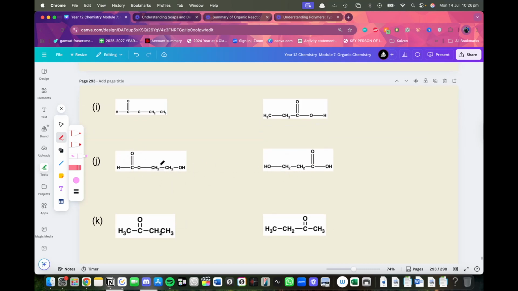So these are functional group isomers. So this is the ester with the hydroxyl side at the end. Let me just check the oxygens. 1, 2, 3. Yeah, and this is a carboxylic acid with a alcohol at the end.